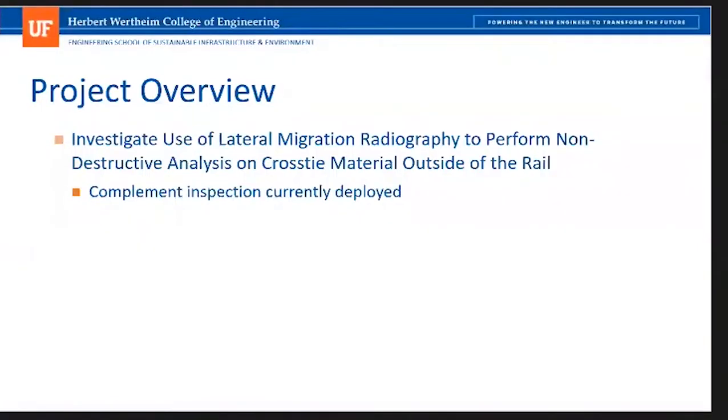So the current project we are working on is investigating the use of a lateral migration radiography or backscatter radiography system to perform non-destructive analysis on crosstie materials, and particularly, in the section of what's written in our contract, outside of the rail. This refers to the section both beneath where the rail runs and on the outside. Current research from our lab in the past looked at the portion between the rails, had good results, and there are some commercial systems already doing that.